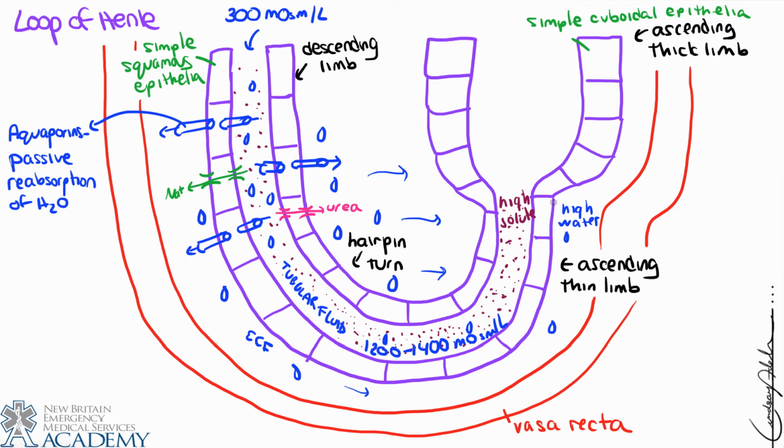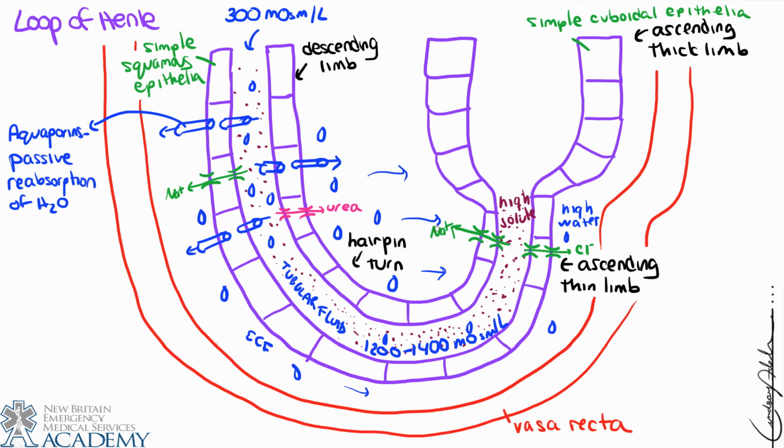So in the ascending thin limb, there are transporters, most likely co-transport, but a lot of times this isn't really specified. It's more just definitely passive diffusion of both sodium and chloride. So it's going to be through both the apical and the basolateral surfaces.